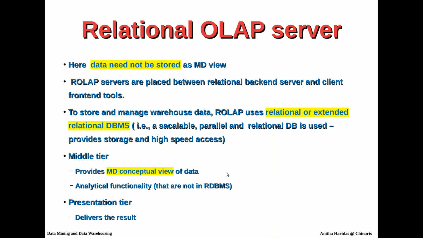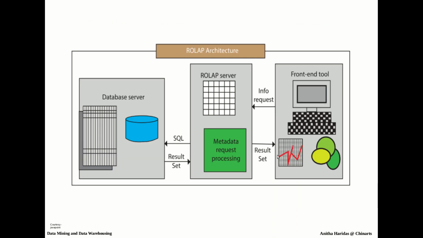Now, when we take this relational model, this is how the relational OLAP architecture will be available. We have the relational database servers here. It is not in the multi-dimensional data view, it is in the relational data model, right? So we have the ROLAP server in between, and we have all the front-end tools also. So when the front-end tool is requesting, the ROLAP server will be placing the complex query to the relational backend server. This is the relational backend server, and it will place a complex query, and the result set will be retrieved here, and that will be given to the front end tool.